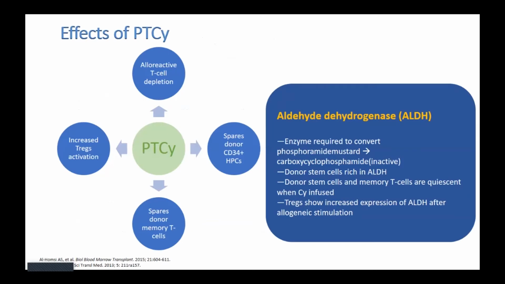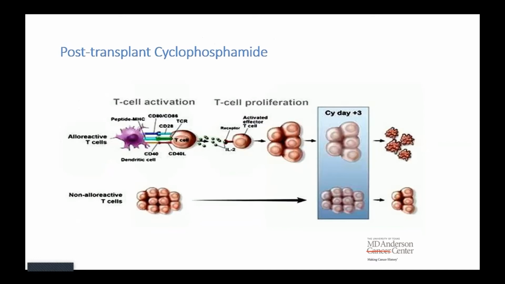How does it work? Aldehyde dehydrogenase is an enzyme that converts the active metabolite to an inactive metabolite. The donor stem cells are rich in aldehyde dehydrogenase. Tregs also show increased expression of this enzyme after allogeneic stimulation. In addition, the donor stem cells and memory T cells are quiescent early after the transplant. As a result, the memory T cells and the donor stem cells are spared the action of cyclophosphamide, which specifically targets the alloreactive T cells, sparing the stem cells, memory T cells, and also the Tregs. So as a result, the incidence of graft versus host disease is decreased, while successful engraftment is achieved due to the sparing of the stem cells.